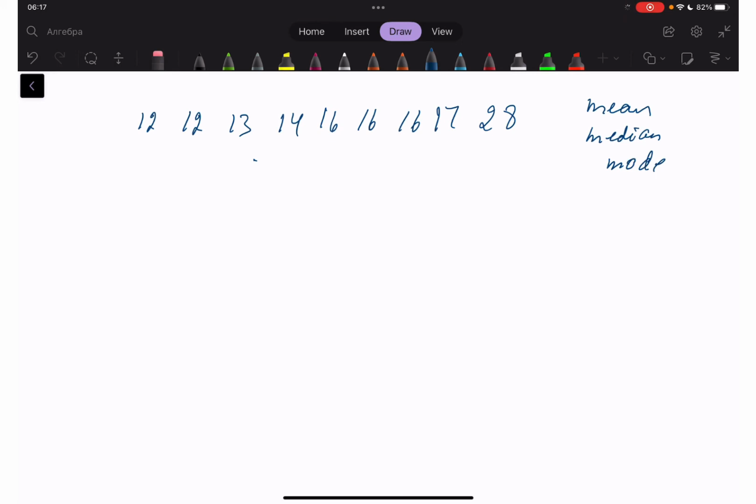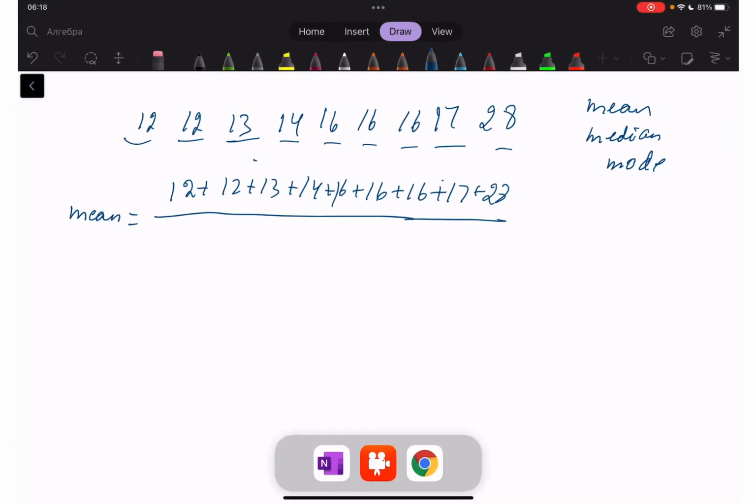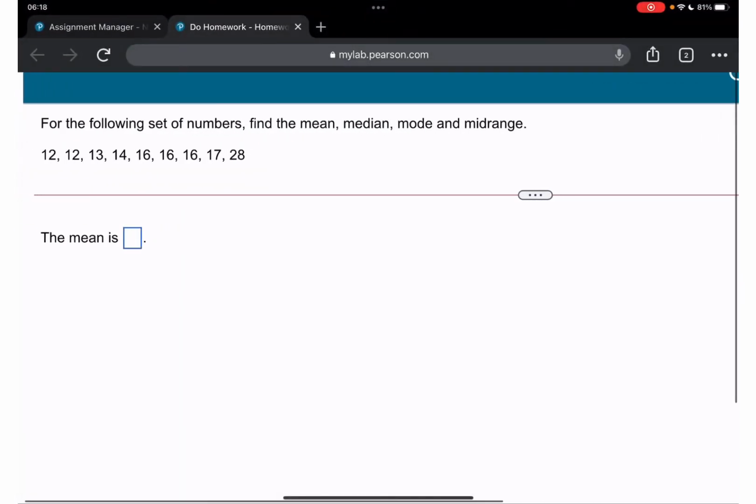For mean, what are we going to do? Add all these numbers: 12 plus 12 plus 13 plus 14 plus 16 plus 16 plus 16 plus 17 plus 28. And we divide by how many elements? 1, 2, 3, 4, 5, 6, 7, 8, 9. Really? That's weird, not 10. Let me count here. 1, 2, 3, 4, 5, 6, 7, 8, 9. Yeah, indeed. Okay.